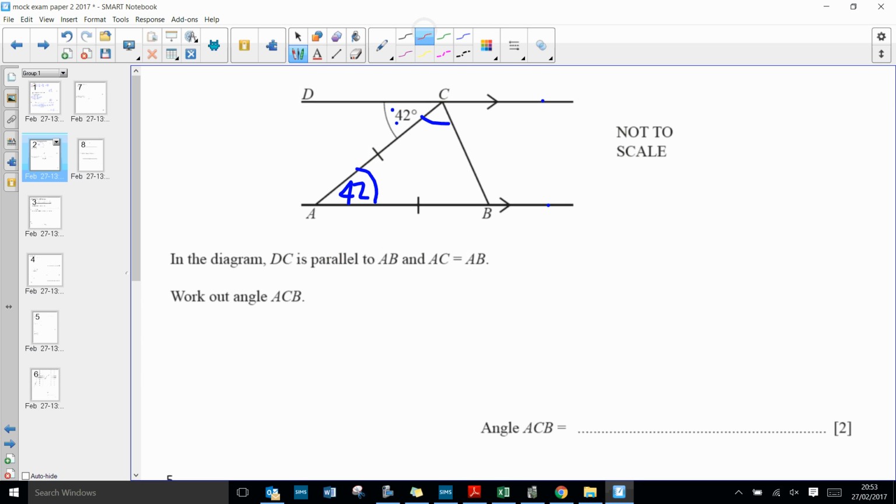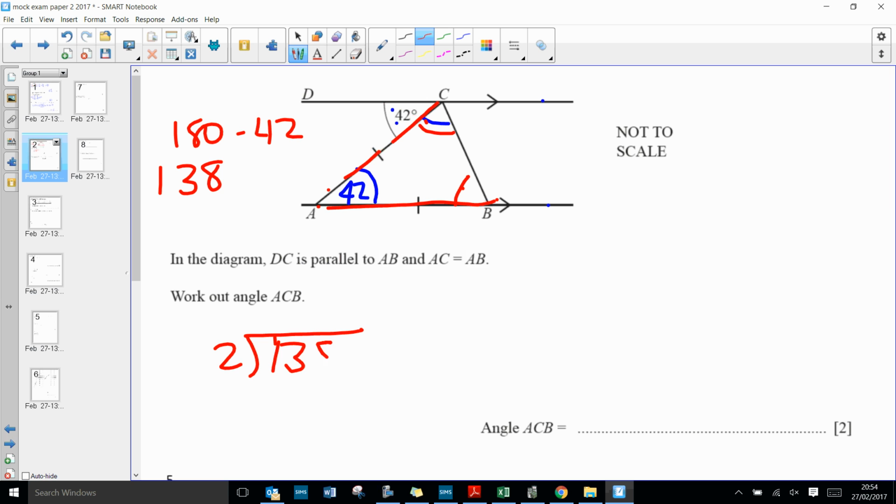Because this is an isosceles triangle, I know that these two angles are equal, and that the sum of that triangle is 180, so we would do 180 minus 42, which gives us 138, and we would divide that by 2. And if you can't do that in your head, we've got problems. So we say 2's into 13 goes 6, remainder 1. 2's into 18 goes 9. So that's 69 degrees each.